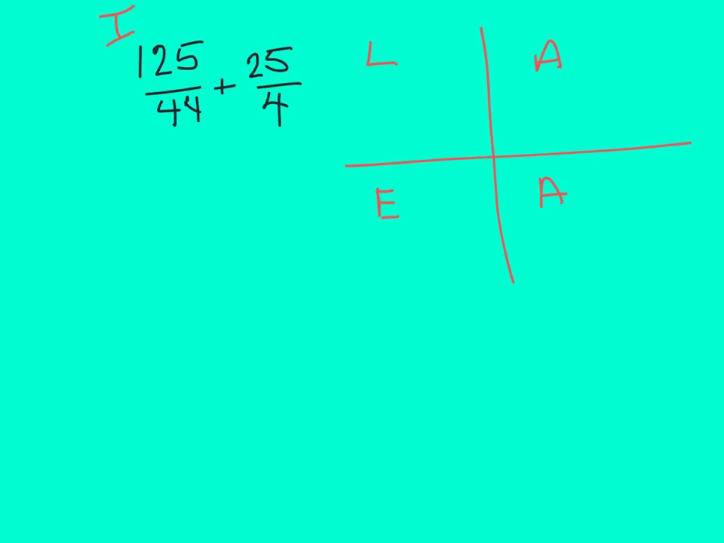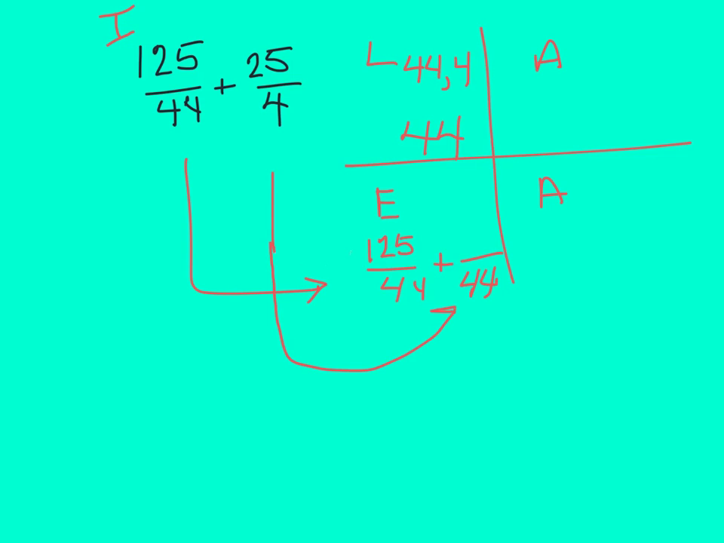So the least common multiple of those denominators, 44 and 4, of course, would be 44. So I need to change both of these. 125 over 44 already is, so I'm just going to rewrite that. 125 over 44 plus some other number over 44. So actually, let me fix this a little bit, because that does go to the wrong place. So it should keep on going over to here. How do I get from 4 to 44? Well, I multiply times 11. So I need to multiply 25 times 11.